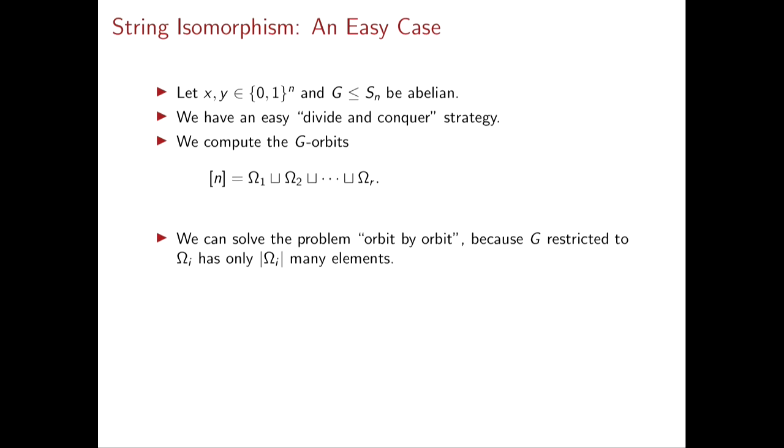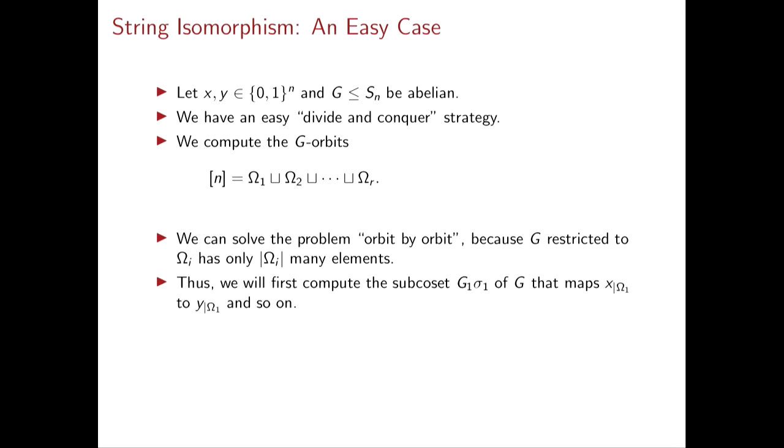On each orbit, it has very few elements, so you can just project the string x on omega 1, project the string y on omega 1, look for all the elements of G projected on omega 1, there are only cardinality omega 1 of them, and find out the ones that map this substring to that substring. And that will give you a coset. Okay, and inside this coset, you can take the next orbit and project x to omega 2, y to omega 2, and find out the elements of this coset, which is just small because there are only linearly many elements in it, and find out the subcoset, which also preserves the string on omega 2. And so you get an easy algorithm. So, an easy divide and conquer algorithm for abelian groups.